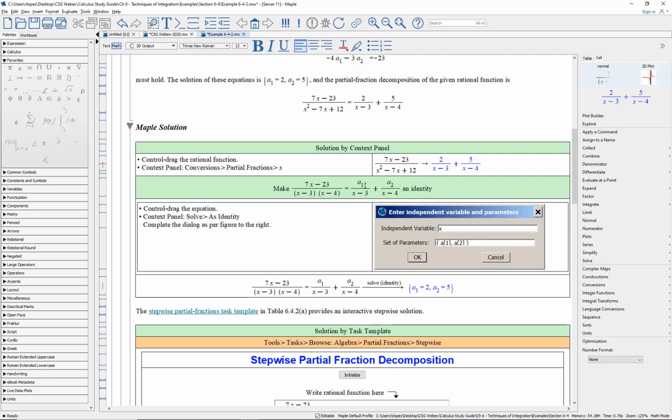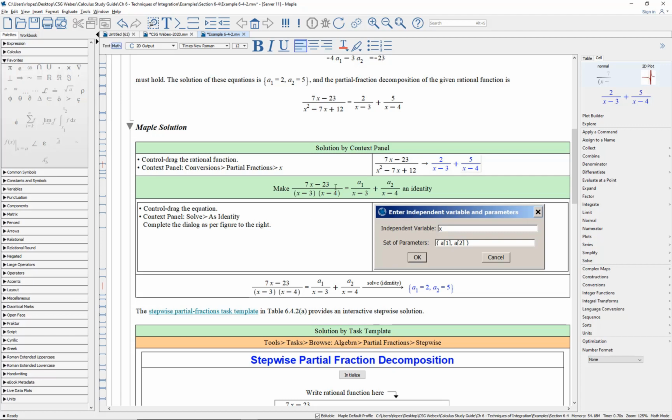Now, another approach, more mathematical, is to treat the decomposition as an identity in x. In other words, calculate these two constants a1 and a2 that make this equality an identity in x.